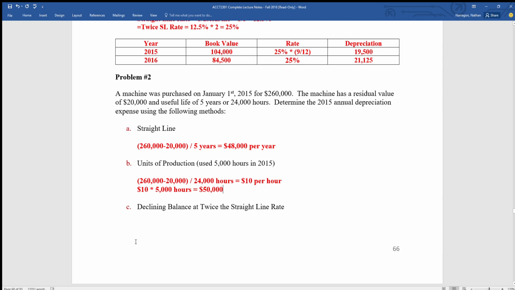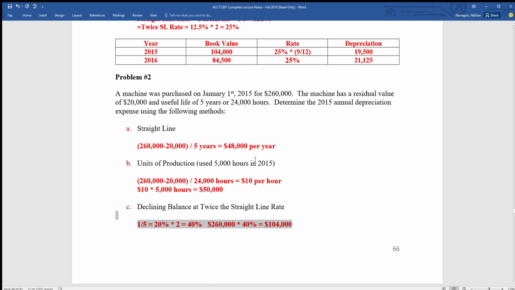Double declining, we have to watch out for. So again, you have to find the rate. So our rate, 1 divided by 5 equals 20%. Have to times that by 2, gives us 40%. We take the initial cost because this is the first year, so basically our book value, and times it by our rate since we have a full year, and that depreciation is 104,000.